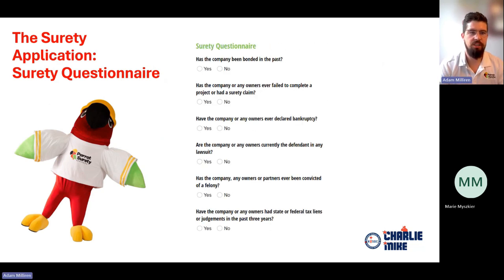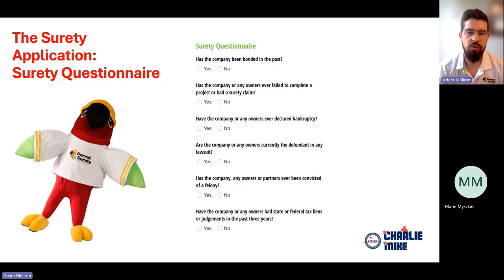So the actual application questions, they ask about your bonding in your past. If you answer that you have been bonded in the past, they'll want to know who your prior surety was and what's your reason for leaving. They want to know if there's bad blood in the water or if there was a claim situation. Leading on to the next question, have you ever failed to complete a project or had a claim? Have the company or owners declared bankruptcy, or are they currently the defendant in a lawsuit, convicted of a felony? And then lastly, have the company or any owners had state or federal tax liens or judgments in the past 3 years? So these are pretty run-of-the-mill questions on most applications.